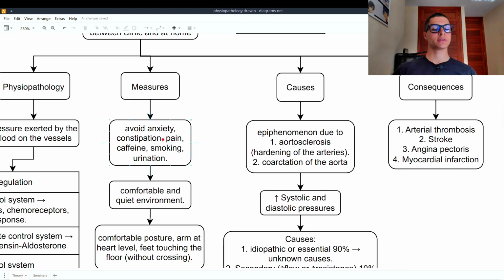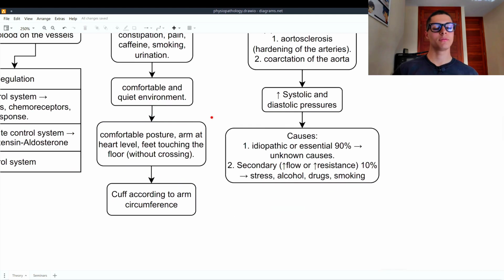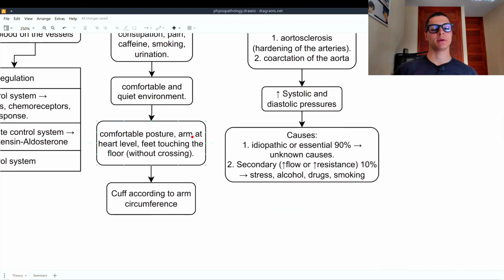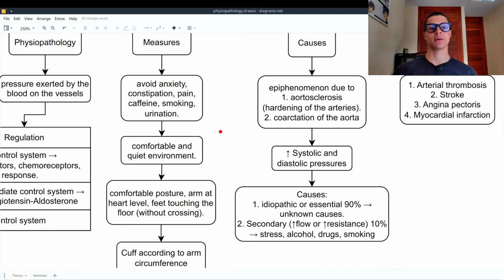Measures: we have to avoid anxiety, constipation, pain, caffeine, smoking, urination. It has to be a comfortable and quiet environment. Comfortable posture, the arm must be at the heart level, the feet touching the ground without crossing. We have to facilitate the blood flow. And the cuff must be according to the arm circumference. This, again, must be done in the clinic. Sometimes we do it at the start and at the end of the session, and at home as well.